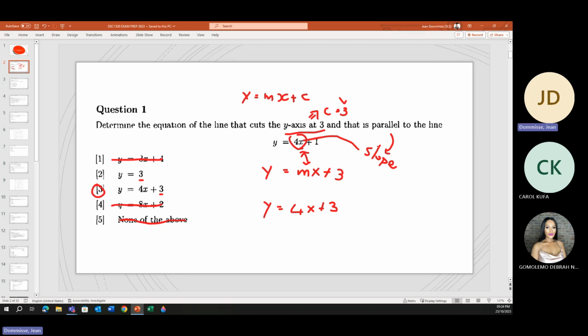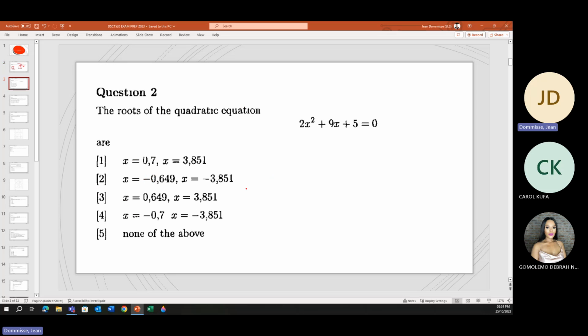Okay, so the first one was basically on linear equations. In that they've given us the y-axis, and they tell us another line that is parallel, so we just need to remember that with parallel lines, the slopes are the same. So in the end, we will get the equation of y is equal to 4x plus 3. Okay, so that was question 1. Then into question 2 we go.